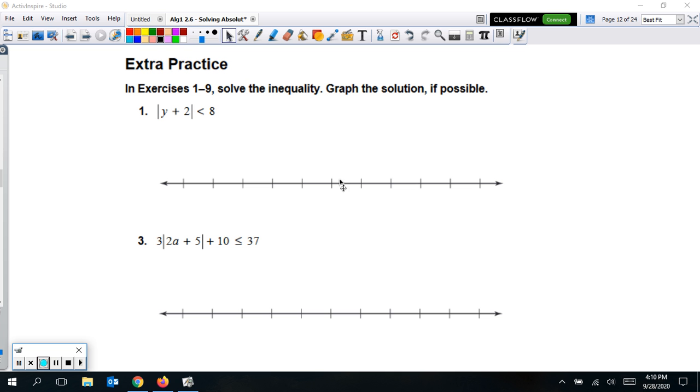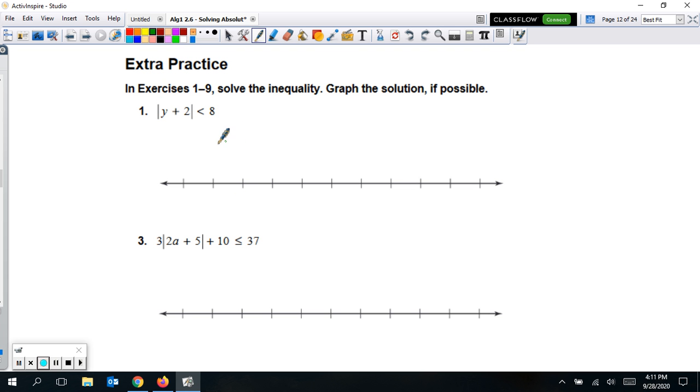Okay, so let's get into our extra practice and do some of these solving absolute value inequalities. I'm going to skip around a little bit on this extra practice because I'm going to do all the less than symbols first, all the ones that are going to be connected, and then I'll do all the sets that are going to be disconnected.